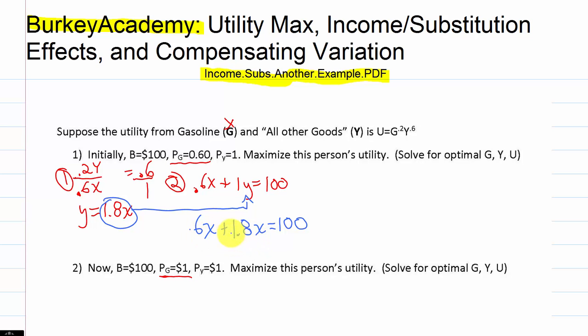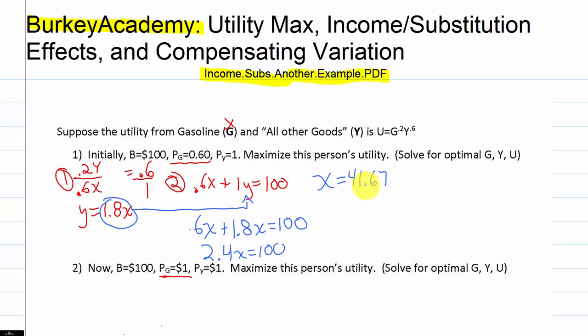We're going to collect those two x's. We'll get 2.4x equals 100. And the amount of x is going to be 41.6 repeating. So our x star, our optimal amount of x that we should buy in this case, is 41.66666. I'll just round that off to 41.67.